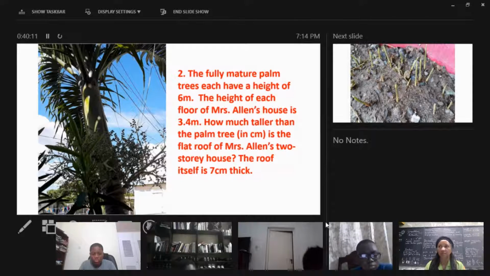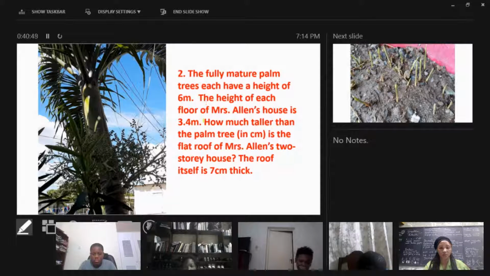No, John, not the roof. It's already in centimeters. Okay, Miss, so it would be 600 plus 340 plus the 7. No, that's not correct. Read the question carefully, John, to yourself. Look what they're asking for. What is the question asking for? Miss, it's asking how much taller than the palm tree in centimeters.